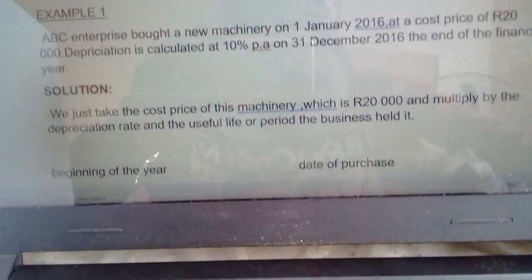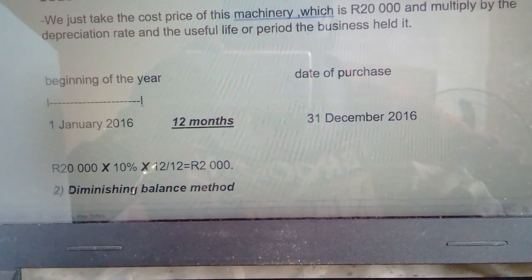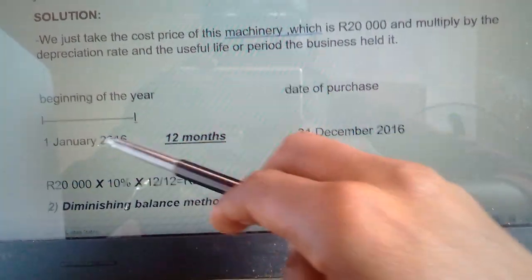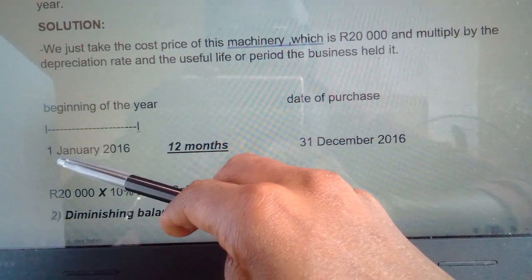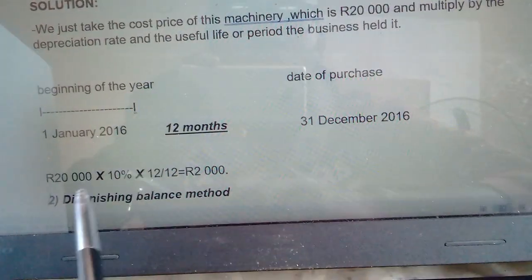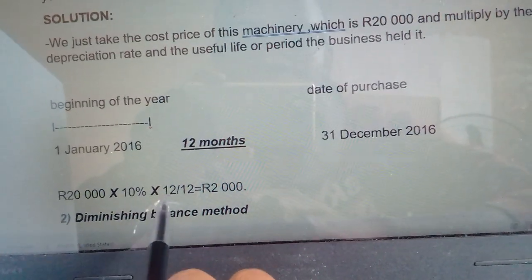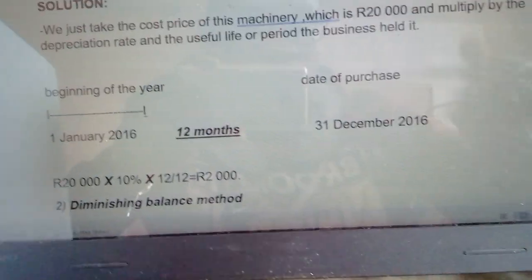From there, we have how many months. This asset has spent 12 months inside the business, from 1 January until 31 December. So you say 20,000, which is the cost, multiplied by 10%, multiplied by 12 over 12. That's how we calculate the depreciation.